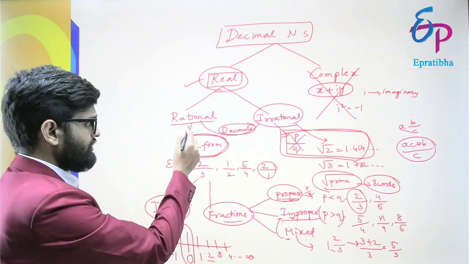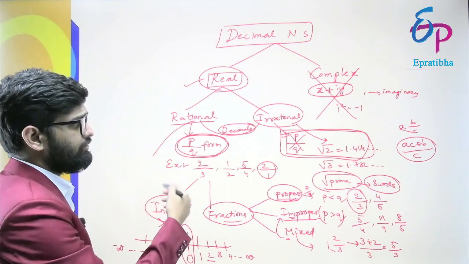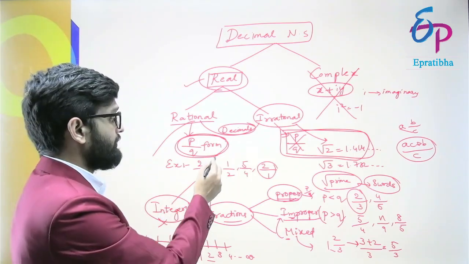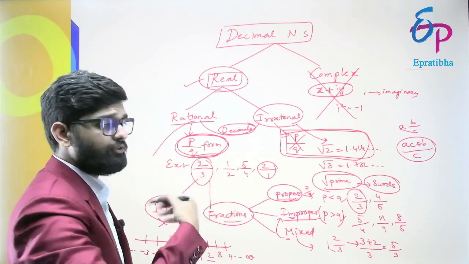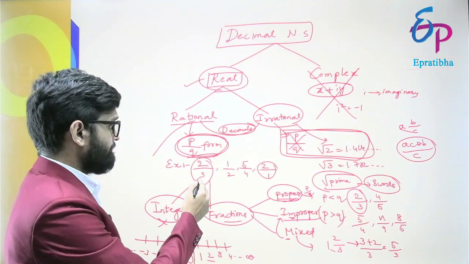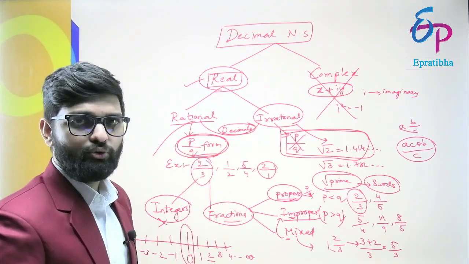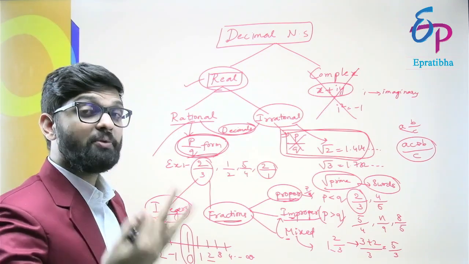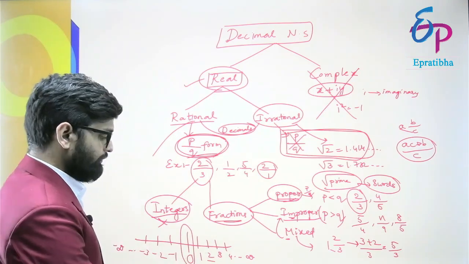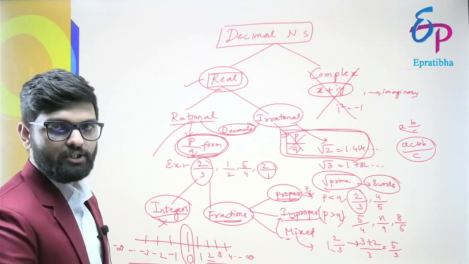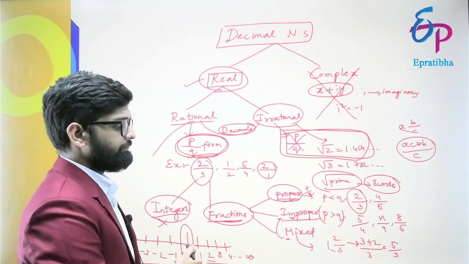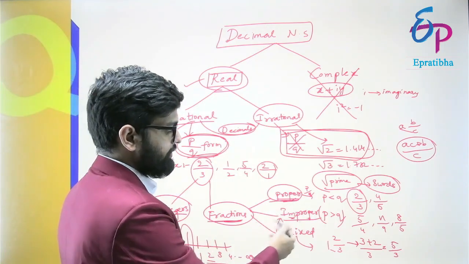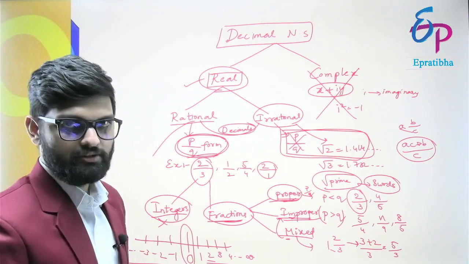Then what are rational numbers? Rational numbers are those numbers which you can write in p by q form. What are the examples? 2 by 3, 1 by 2, 5 by 4 and all. Now rational numbers are further divided into two types, integers and fractions. Integers are a combination of three types: 0, positive numbers and negative numbers. Fractions are of three types as well: proper fractions, improper fractions and mixed fractions.